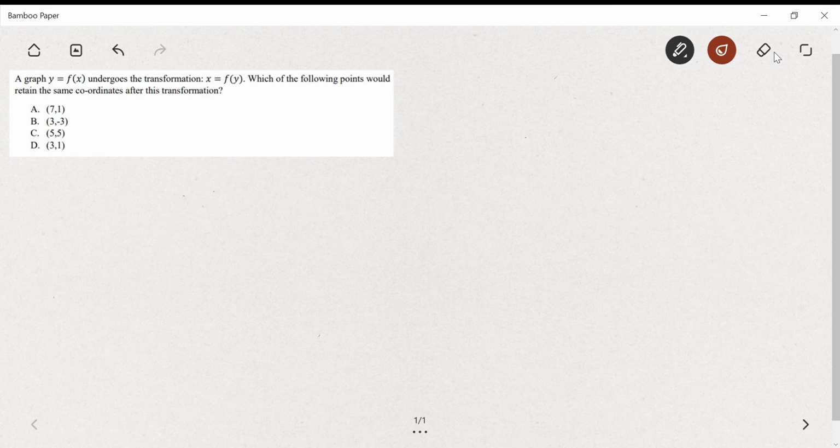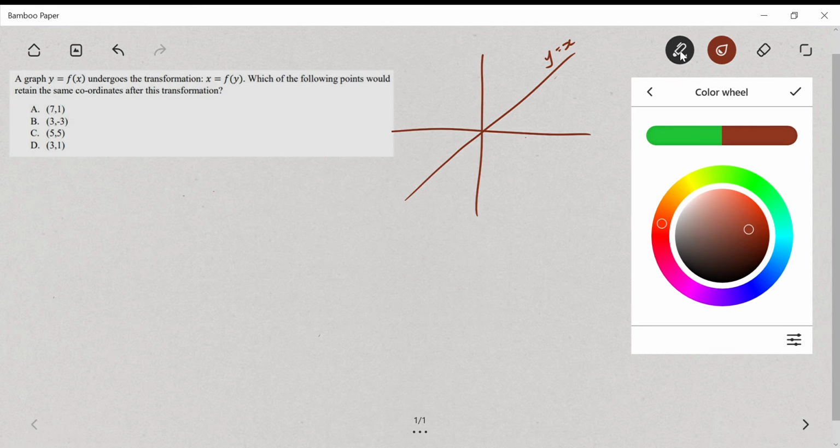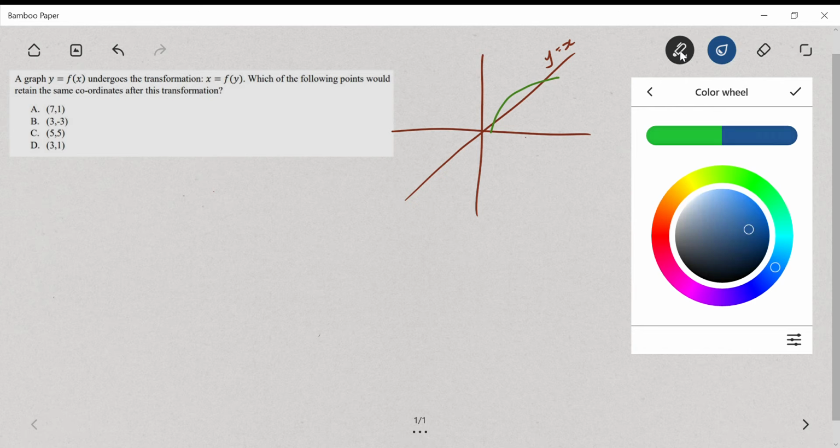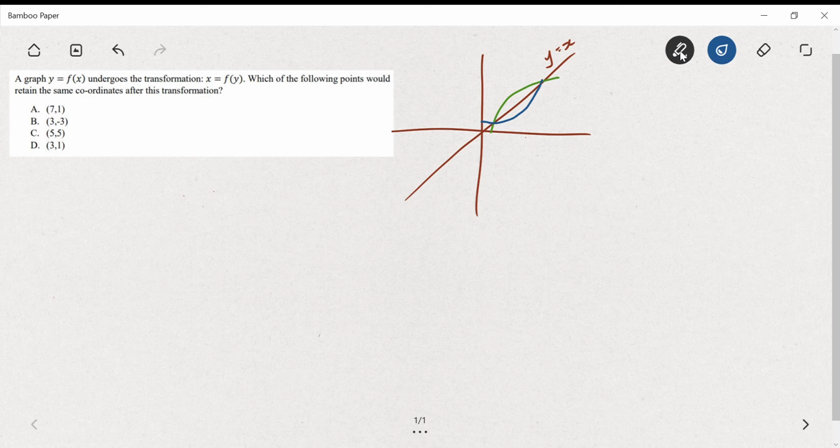Okay, this function y equals f of x undergoes the transformation x equals f of y. Clearly, from our other work we've done, we know that's an inverse function that's happened. Inverse functions, well, if you take the line y equals x, which runs diagonally across the number plane, and say you have some function, let's say this one here that looks like that green one. If I take its inverse function, what I'm doing is reflecting it in the line y equals x. So the inverse function would look something like that.